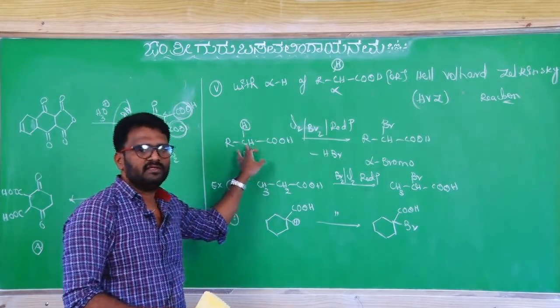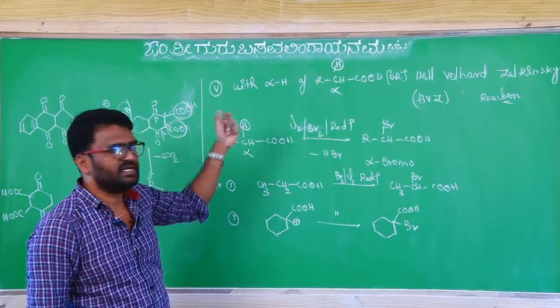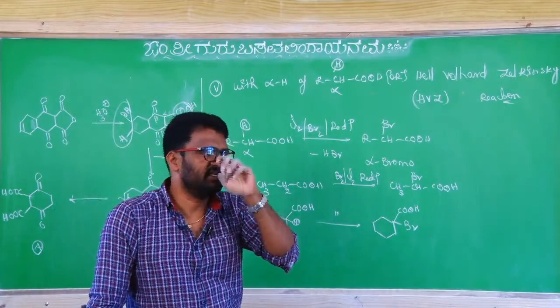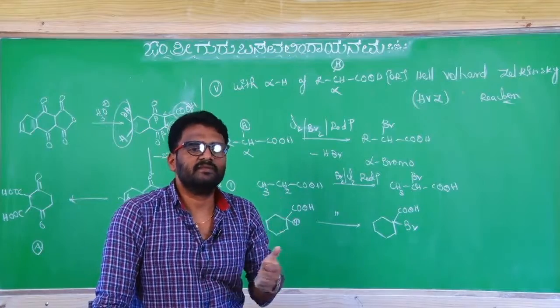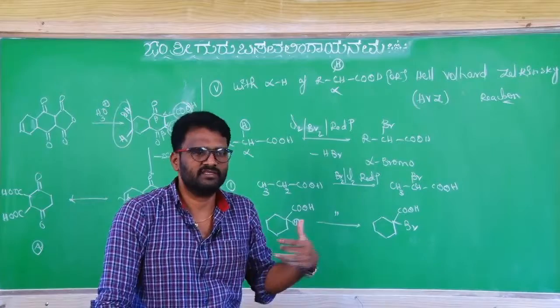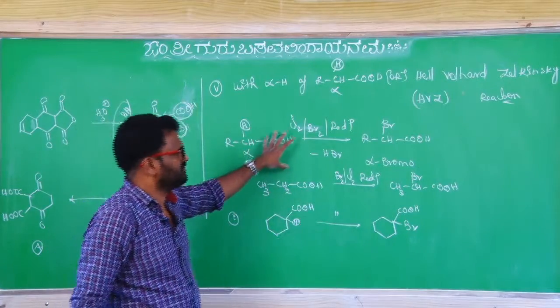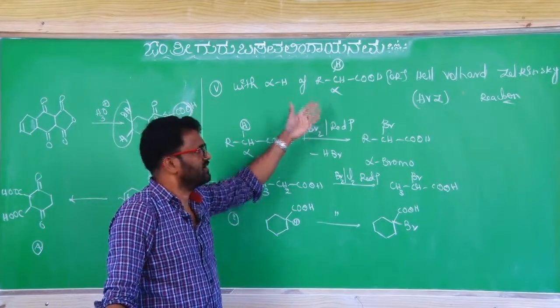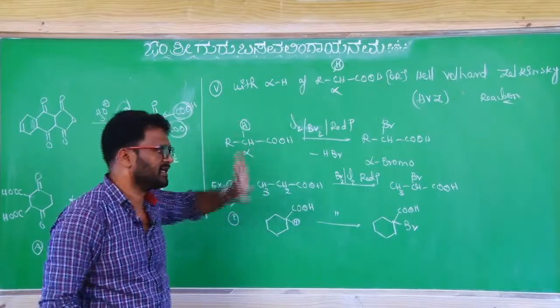Okay, which acid cannot undergo the HVZ reaction? The one which is not having alpha hydrogen, like formic acid and benzoic acid. Which carboxylic acid does not have alpha hydrogen, then you cannot apply this reaction. This is the HVZ reaction.